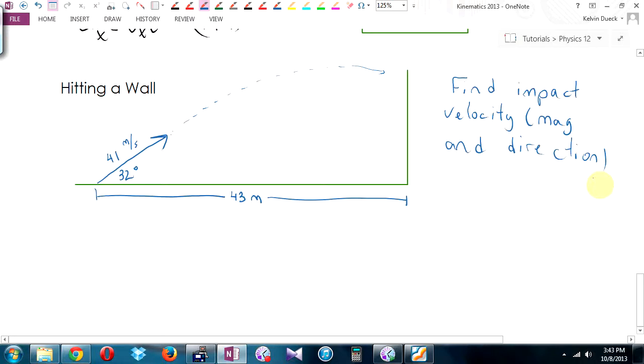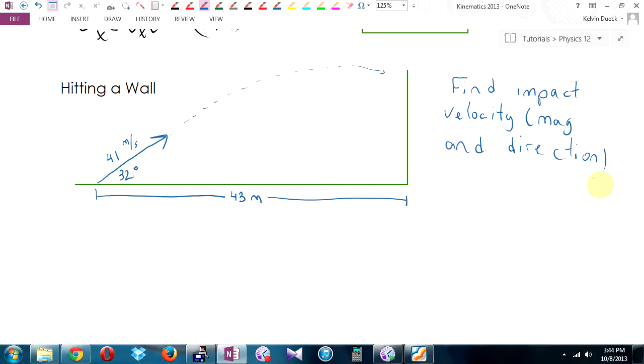Now, I've just made up a question. I'm not sure if when it hits the wall, it's still on its way up or whether it's on its way down, which is why I didn't extend my dotted line. I'll find out when I find the impact vertical component. Because if the impact vertical component is positive, oh, it's still on its way up. If it's negative, which I think it is because I was doing some quick number crunching in my head, I hope it is, then it's on its way down. So far, so good?